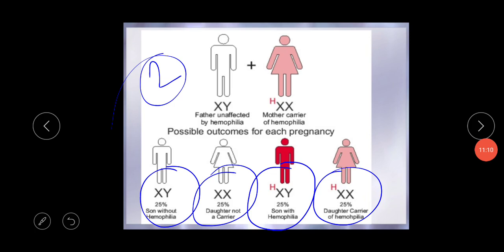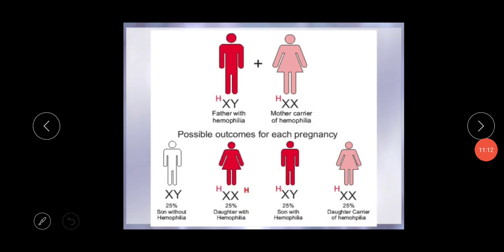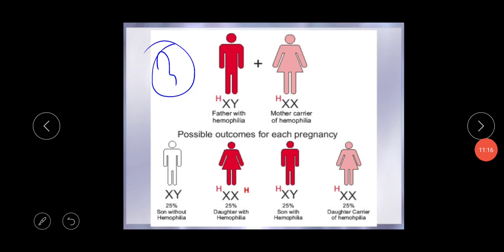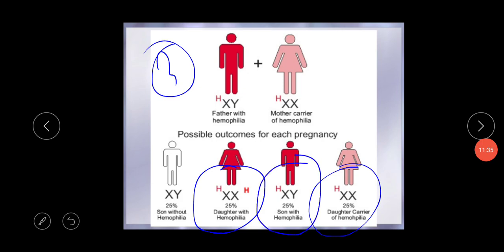Through pedigree analysis you will get to know it in this way. This is the third possibility: the father with hemophilia and the mother a carrier. The first one is XHXH, a daughter with hemophilia. Then XHX, the carrier. Next is XHY, the son with hemophilia, and next is XY, the son without hemophilia.